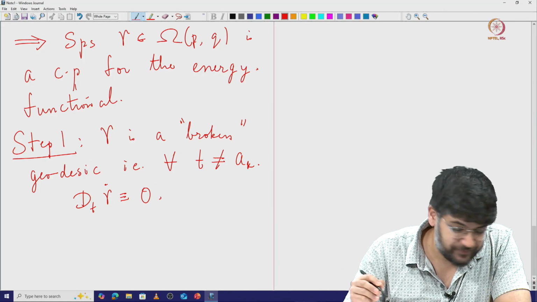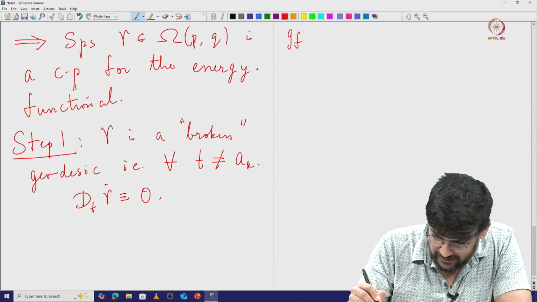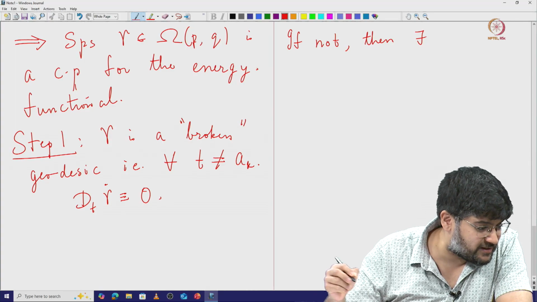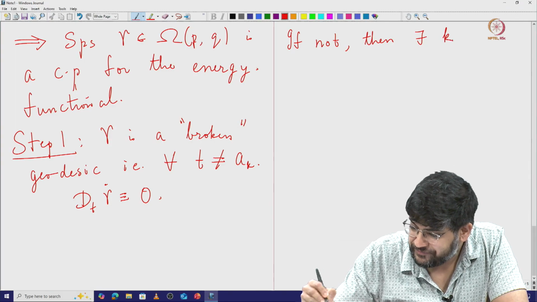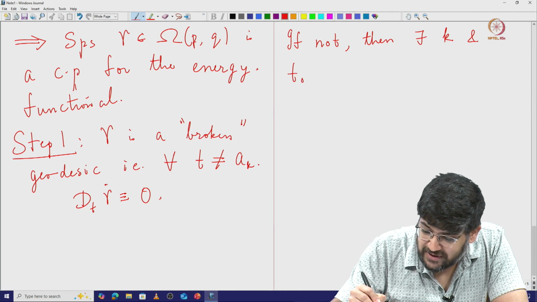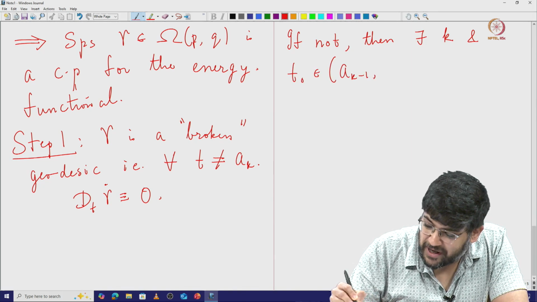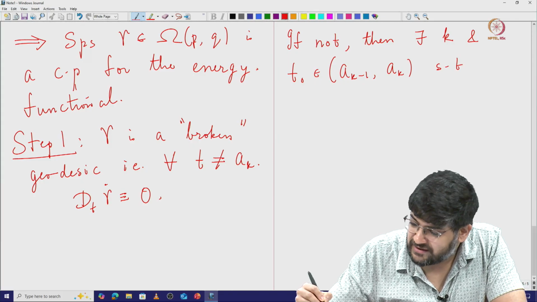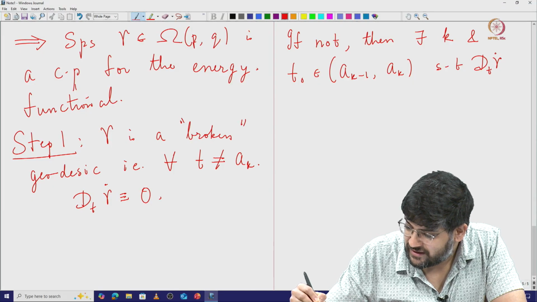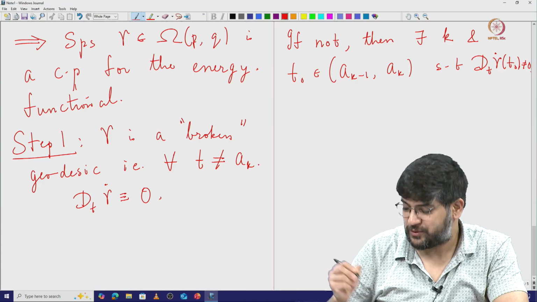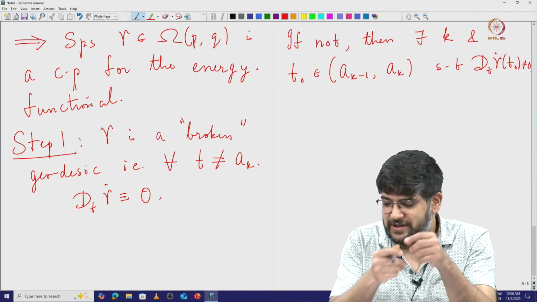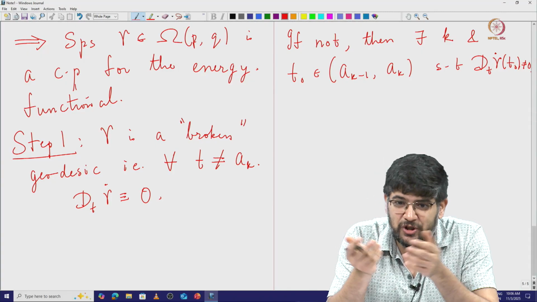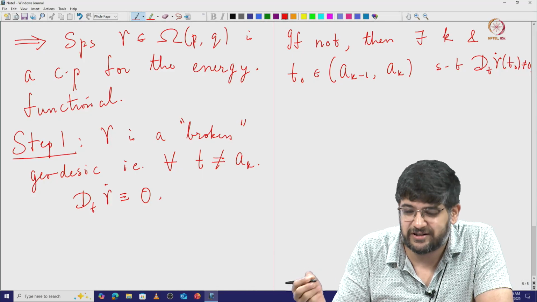Right. So, if not, then there exists a k and a t naught in the interval a_{k-1} to a_k, such that the intrinsic acceleration at that point is not 0. Okay. But then by continuity, because in a neighborhood of this t naught your gamma is actually smooth. So, in particular the intrinsic acceleration is continuous.